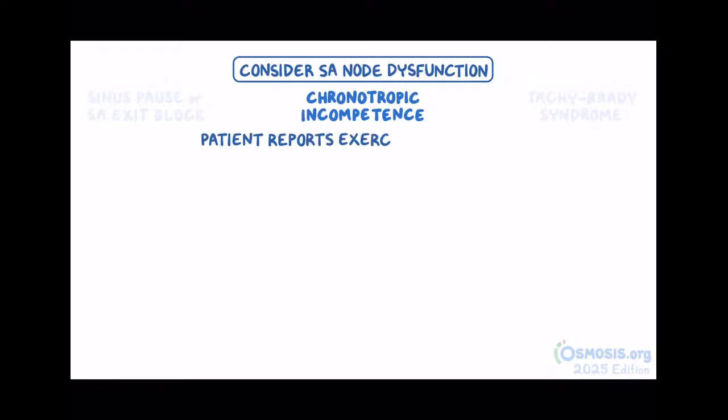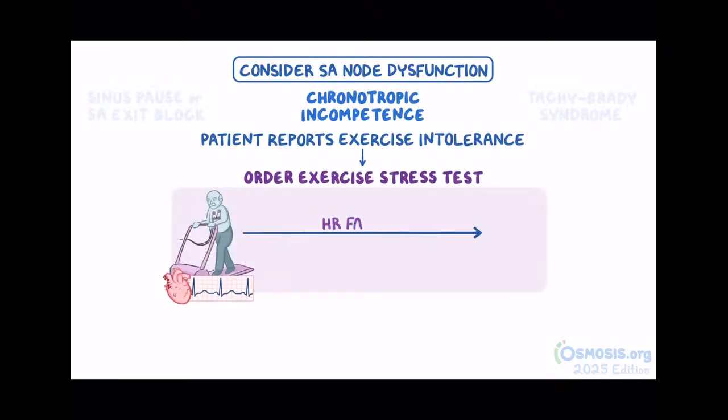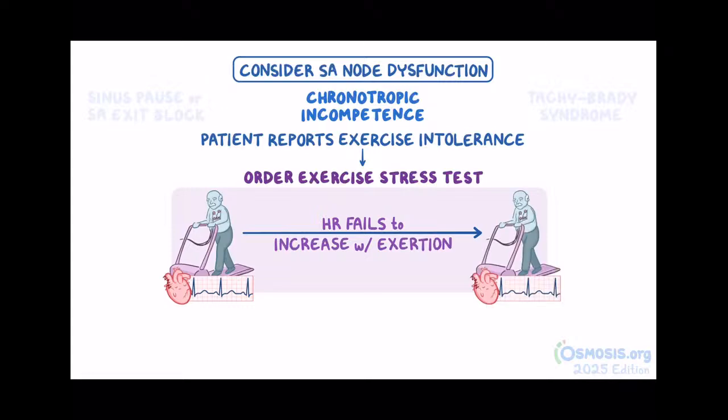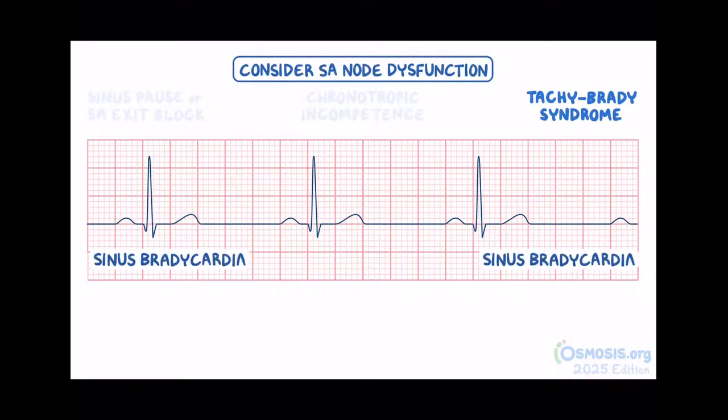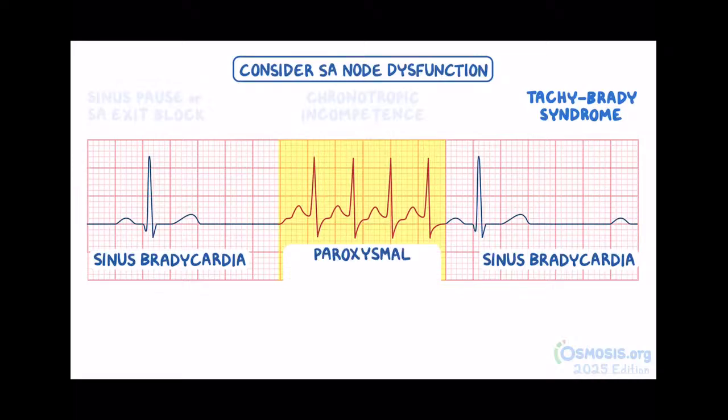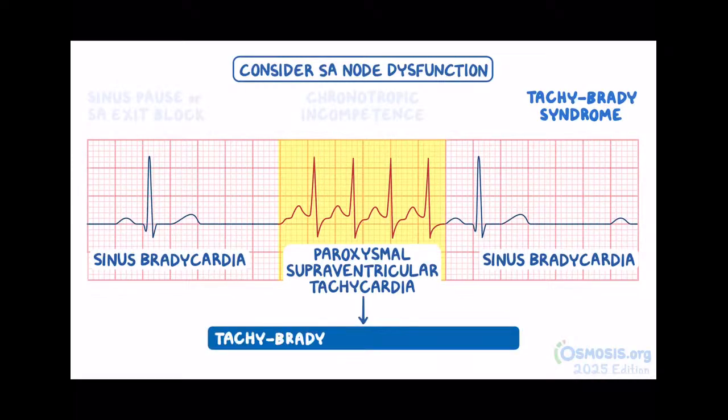Next, if your patient reports exercise intolerance, order an exercise stress test. If the heart rate fails to increase with exertion, you can diagnose chronotropic incompetence. Finally, if the sinus bradycardia observed at baseline is interrupted by periods of paroxysmal supraventricular tachycardia, suspect tachybrady syndrome, also known as sick sinus syndrome.